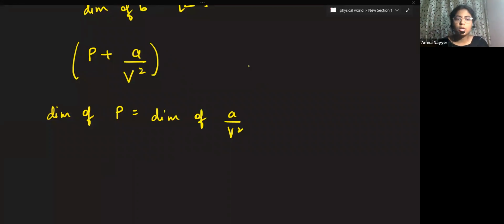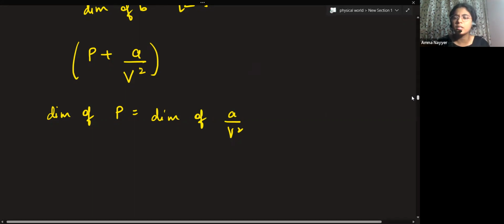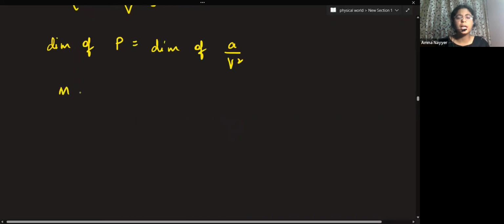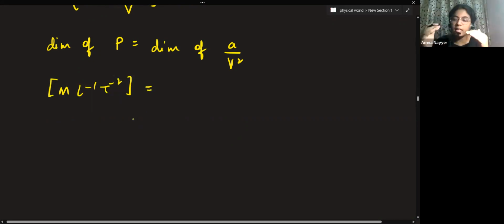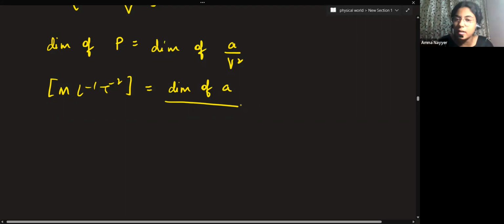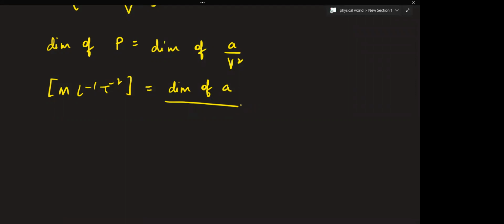Correct. So what is the dimensional formula of P? Pressure. The dimensional formula of pressure is M L to the power minus 1 T to the power minus 2. This is equal to the dimensional formula of A divided by the dimensional formula of V square. Now the dimension of A, we don't know, we are calculating it. But what will be the dimensional formula of V square, Arnav?